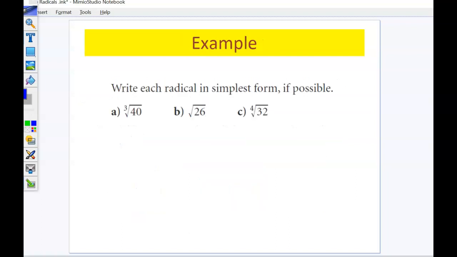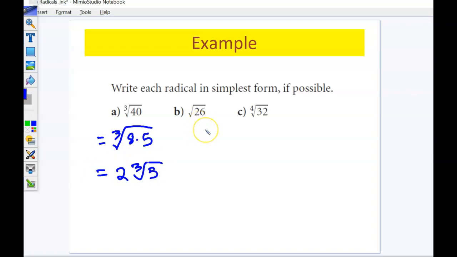All right, let's write these in simplest form again. So we're looking for the cube root of 40. The cube root of 40, we want to look for factors of 40 that are perfect cubes, and that would be 8 times 5, okay? And the cube root of 8 is equal to 2, so I'm left with 2 cube root 5.